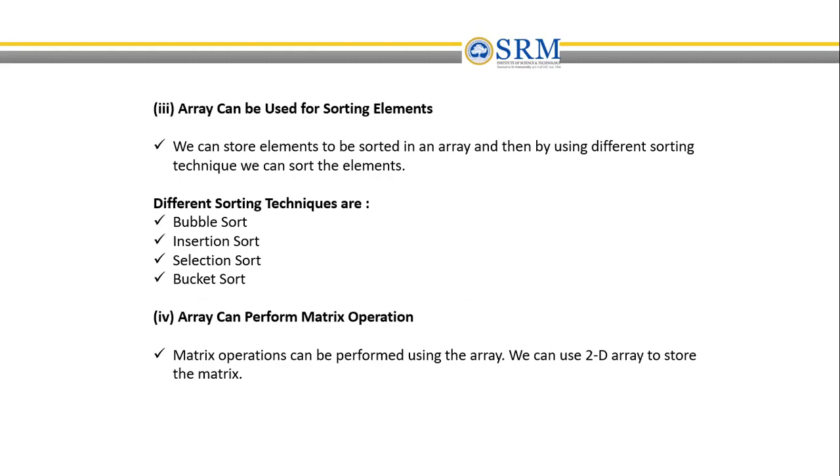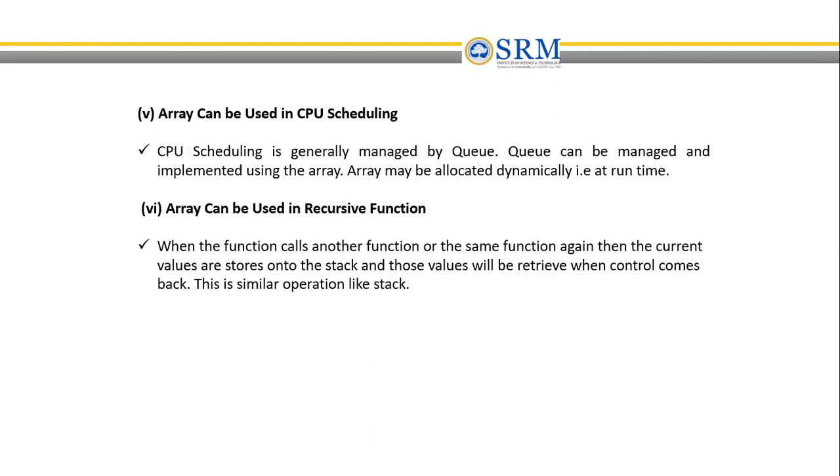An array can also be used for storing elements for sorting applications, such as bubble sort, insertion sort, selection sort, and bucket sort, which can be implemented using an array. An array can also be used for matrix operations. If we have declared a 2D array, we can perform matrix addition, subtraction, and multiplication easily.